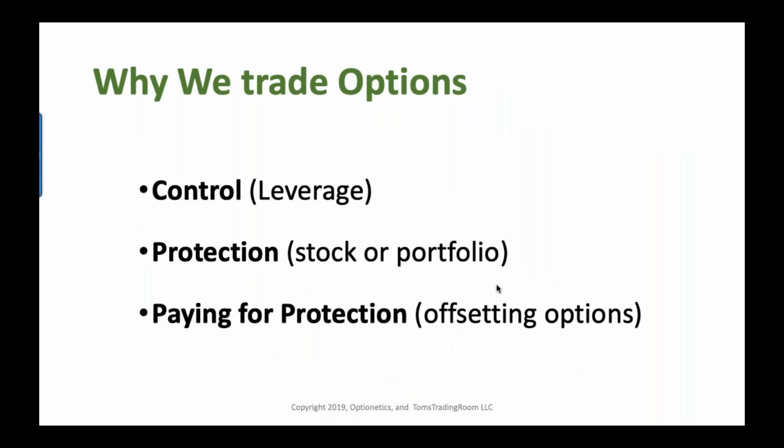So why do we trade options? We trade them because of control. We want to control a lot for a little. We also trade them for protection. You can protect the stock itself by using options. You can also use options in place of a stock, and therefore, if it drops really hard, you're not following along with that drop too. And of course, we're going to talk about paying for protection today, which is by offsetting options.